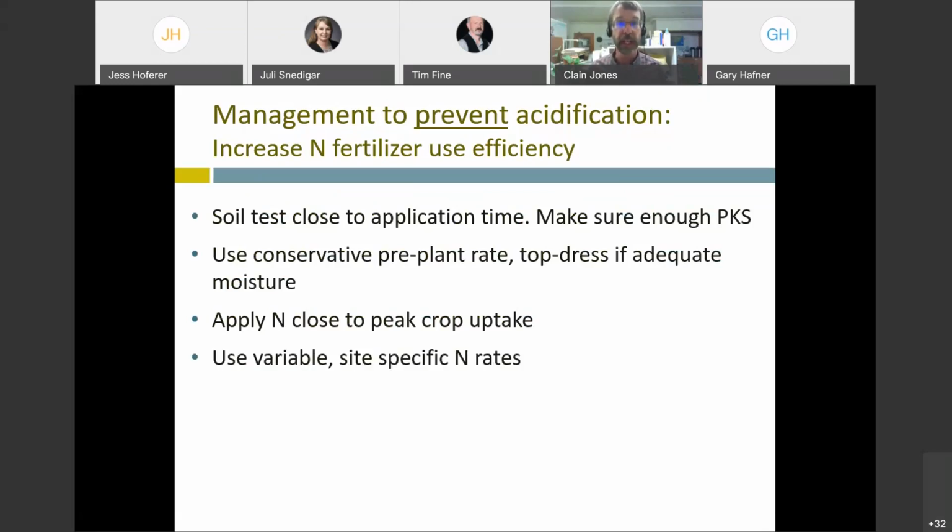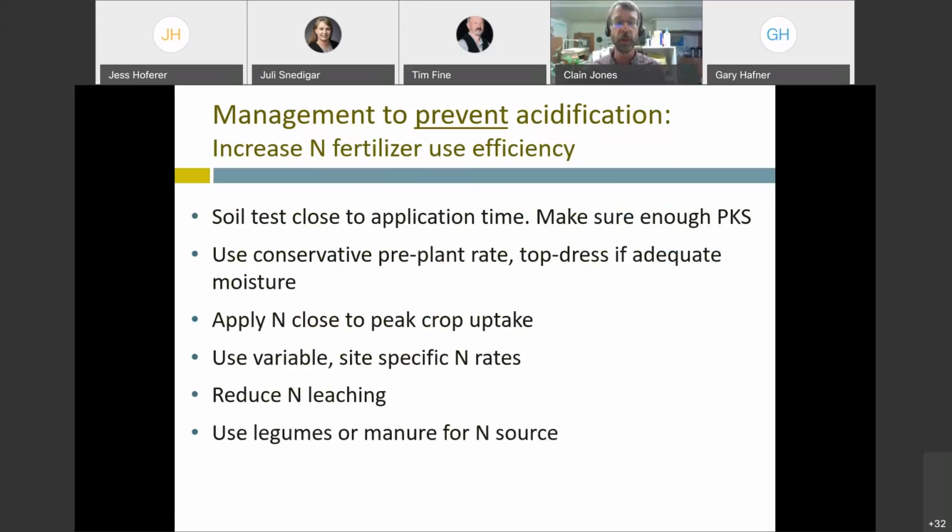Using variable site-specific nitrogen rates, so not over applying, say in areas that are already becoming acidic and maybe have a lot of excess nitrogen. Anything you can do to reduce nitrogen leaching or using legumes or manure for a nitrogen source and possibly using less acidifying nitrogen sources, but they are pretty expensive.